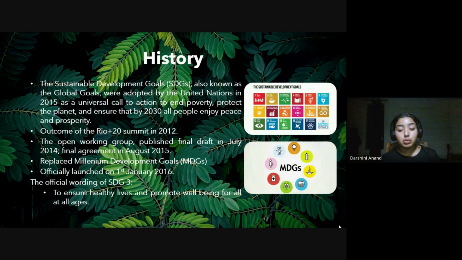The global maternal mortality ratio in 2015 was estimated at 216 maternal deaths per 100,000 live births, and the global under 5 mortality rate was 37 deaths per 1,000 live births. Non-communicable diseases cost approximately 71% of all global deaths in 2015. As a result, post-2015 goals were established at the Rio Plus 20 summit in 2012. It was officially launched on the 1st of January 2016. The official wording of SDG 3 is to ensure healthy lives and promote well-being for all at all ages.